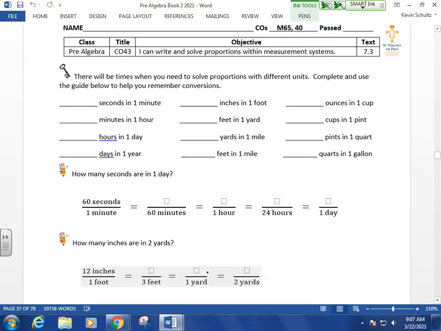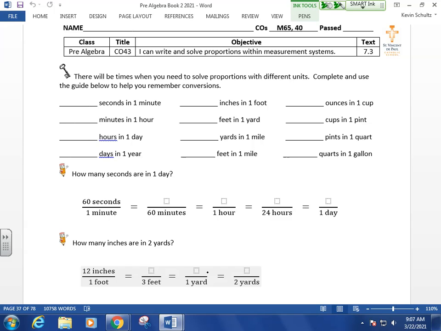We are covering CO43 today, writing and solving proportions within measurement units, measurement systems. Answering questions such as how many seconds are in a day, how many feet are in 2 yards, etc. So to start, we're going to be focusing on these three things here: time, distance, and then capacity.